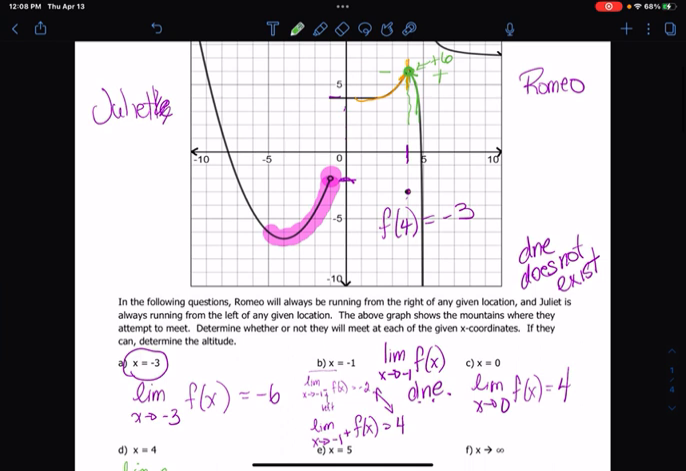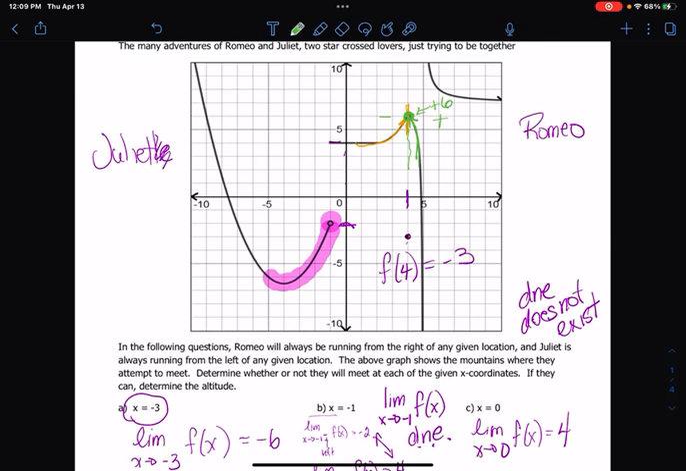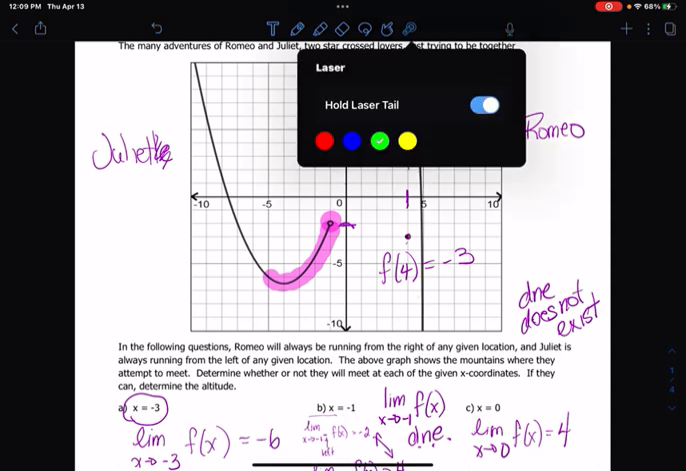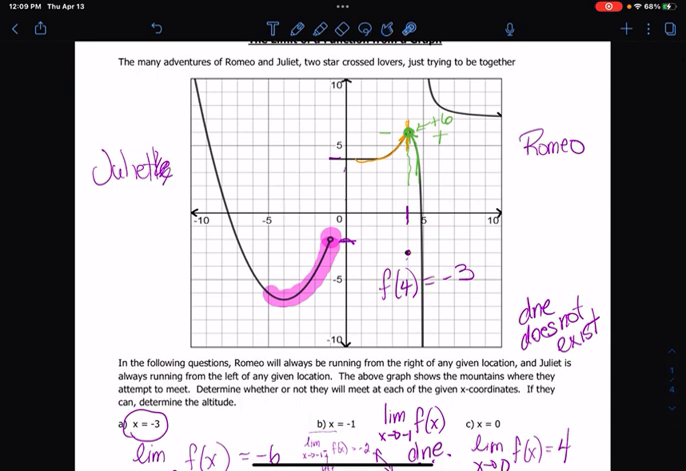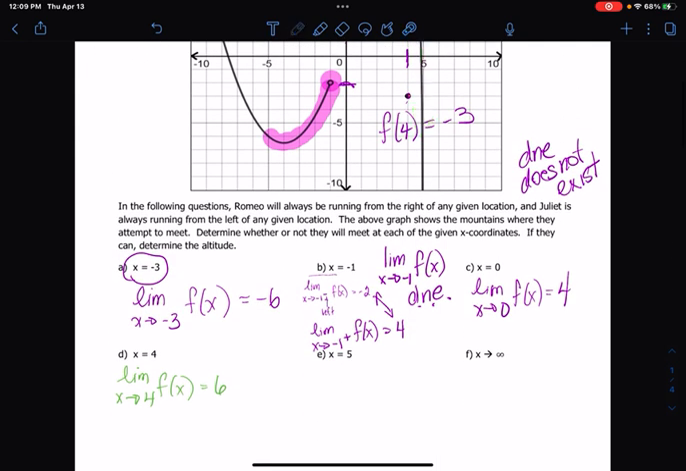X equals 5 is a weird one. So notice that for x equals 5, the graph is discontinuous and it's split. So half of the graph is here and half of the graph is going down here. Oh, it's not listening to me. Going down this way. And so what we would notice is that Romeo would run off to +infinity as he approaches 5, but Juliet actually would run to -infinity. So in fact, the limit does not exist.